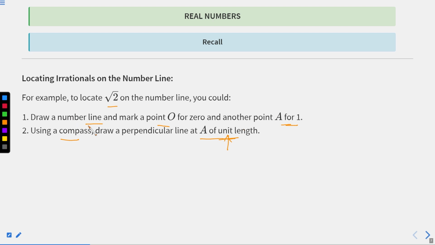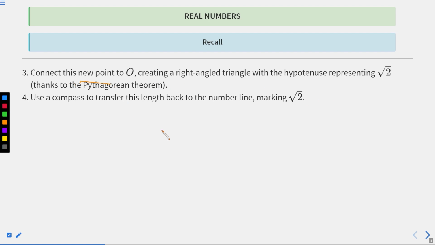So the first step is to draw a number line and mark a point O as 0 and another point A for 1, and using a compass draw a perpendicular line at A of unit length. In the third step, connect this new point to O, creating a right angle triangle with the hypotenuse representing root 2. Here we get this from the Pythagoras theorem. Now we use a compass to transfer this length back to the number line, making root 2.